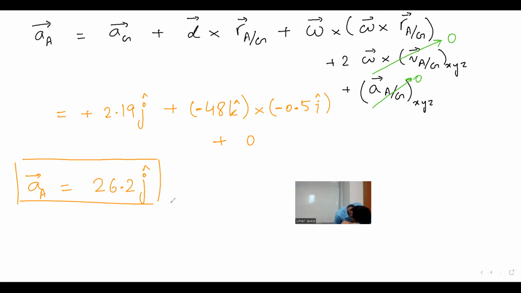But how can we know whether this omega is starting from the initial or not? I had to tell you. I said in this problem, the mechanism is starting from rest. If I had told you that the initial omega at this instant is 1.5 clockwise, then put minus 1.5k into the cross product of r_A with respect to G. Is it clear?